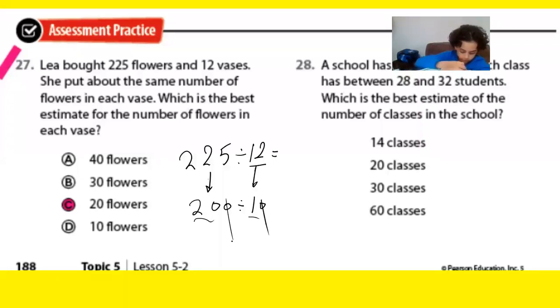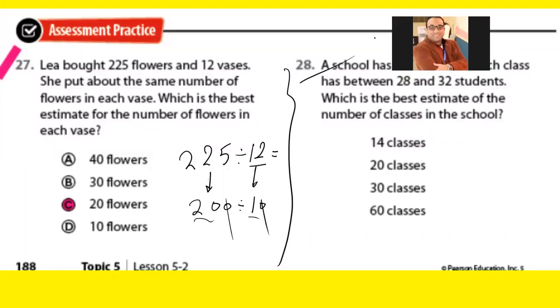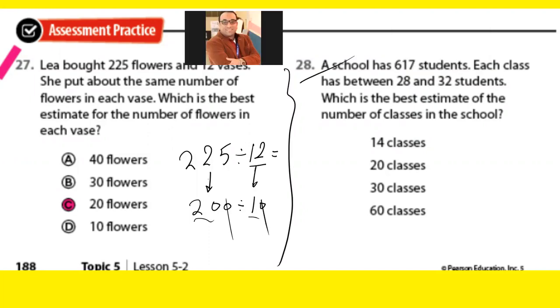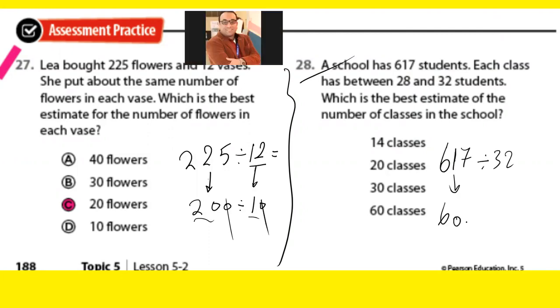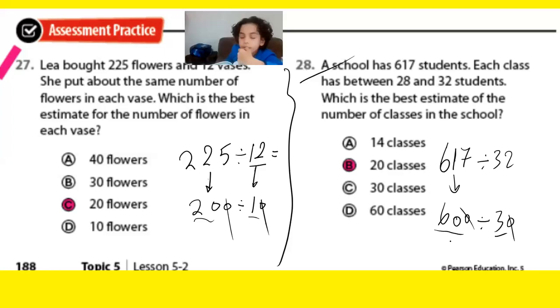20. Okay, Ammar, the last question here, 28. Can you read it? A school has 617 students. Each class has between 28 and 32 students. Which is the best estimate of the number of classes in the school? I can do 617 like 600 and 32 like 30. Dismiss 1 zero from both sides. It's going to be 60 divided by 30. It will equal 20. So thank you, Ammar, for your good and strong participation.